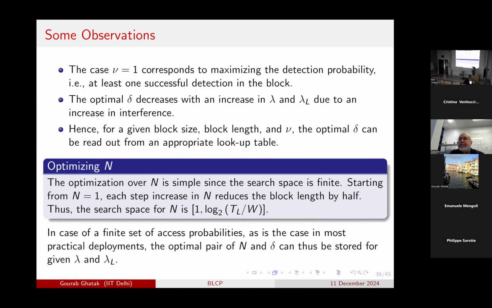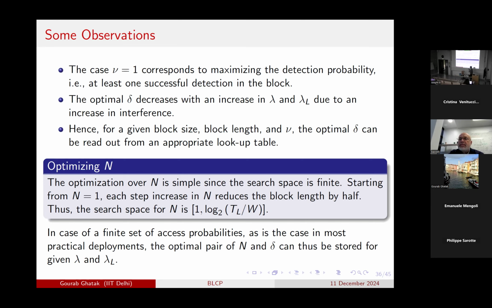On the other hand, the case of nu equal to 1, which means you are not interested in tracking, but only detection, corresponds to this detection probability. Now, this optimal delta, of course, increases with lambda and lambda L due to an increase in interference. These are numerical results. I'll go to the details of the numerical results in a bit.